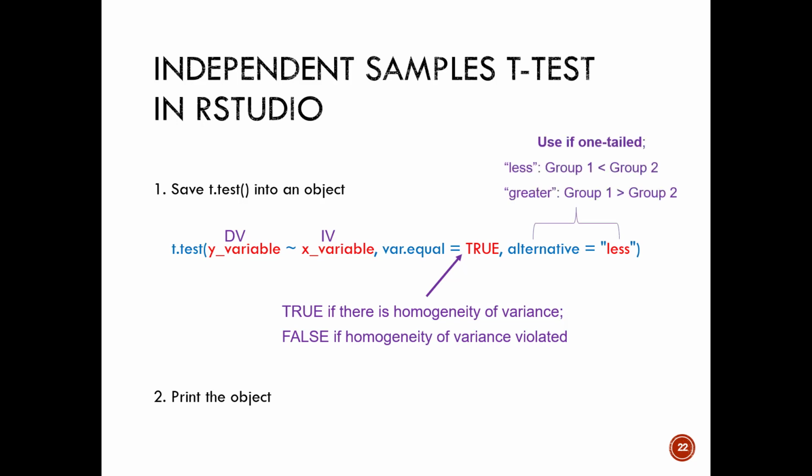When you're running a one-tailed test, you can also use the alternative statement, which you've already used before. Less means that group 1 has a lower mean than group 2. Greater would mean that group 1 has a higher mean than group 2. Once you run the t-test like this and save that into an object, so on the left-hand side you should see an object name with an arrow or the equal sign, then print that destination object in order to get the t-test results. Let's hop on over to RStudio and take a look to see how all of this works.